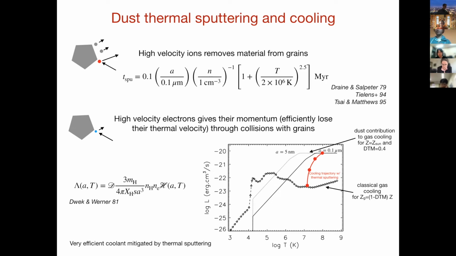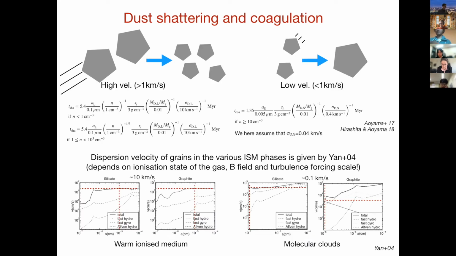Because of this process, the actual trajectory is shown on the bottom right through the red line. So when you have both dust gas cooling and thermal sputtering, that's the red line that is followed. So this is an efficient cooling process, but because you destroy dust at the same time, it is not so efficient, right? You very quickly converge to the classical gas cooling, but this can still be an important process for, say, galaxy clusters, for instance, for the intra-cluster medium.